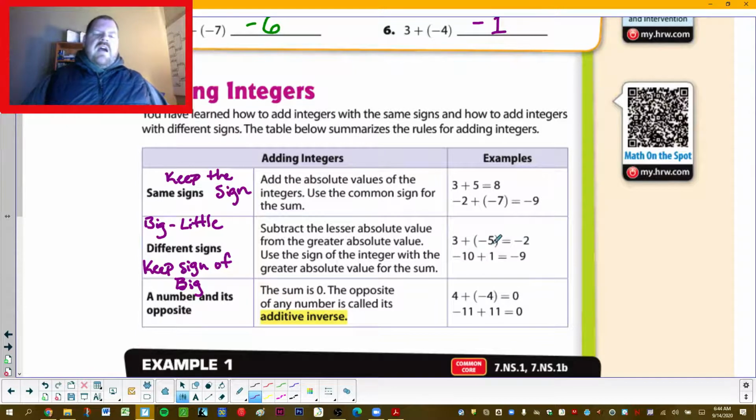So we can see that here 5 is a bigger number than 3. 5 minus 3 is 2. Since 5 was negative, my answer is negative. Same thing here, 10 is bigger than 1. 10 minus 1 is 9. Since 10 was negative, my answer is negative. And then the last one they talk about is a number and its opposite. And the sum is always 0. So 5 plus negative 5 is going to give me 0. 6,200 plus negative 6,200 is going to be 0. Anytime you have a number and its opposite.